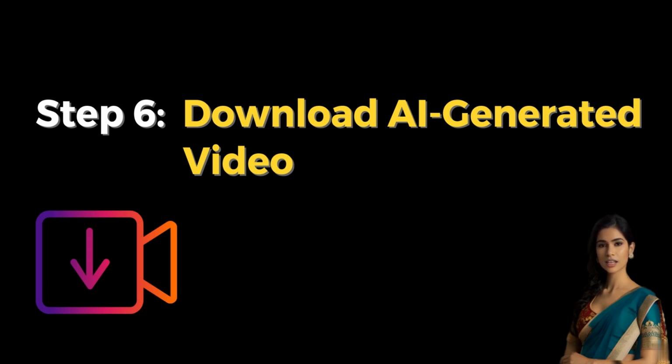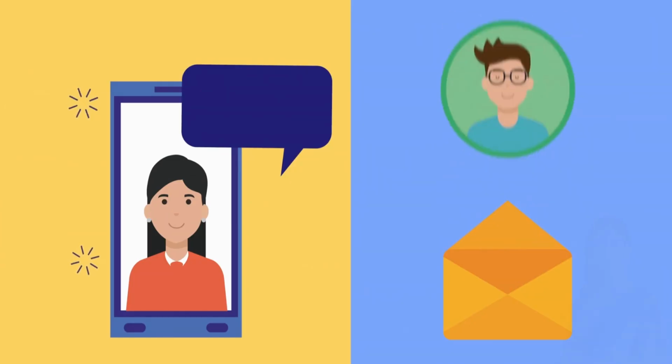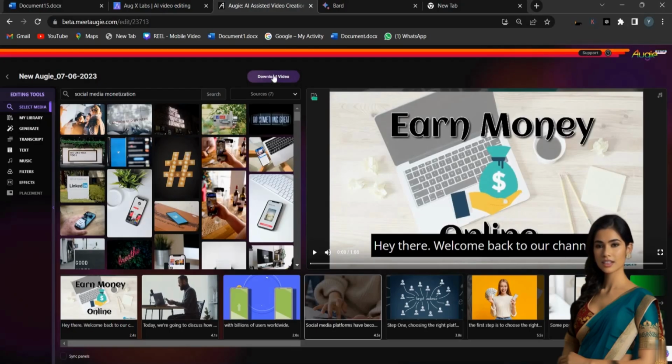Step 6. Download the AI-generated video. See how easy it's going to be for you to create a YouTube faceless video channel, marketing or promotional videos, anything. And once you're happy with the result, you can download this video by clicking on the download button and use it on your social media as well.